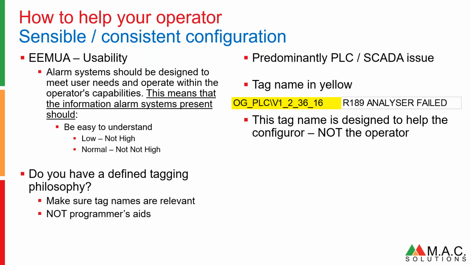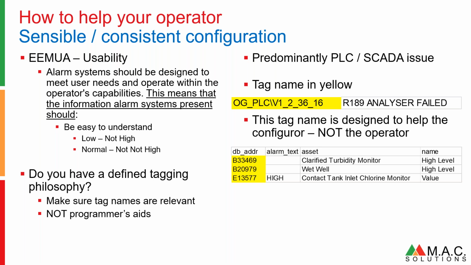He needs to, is the tag right? Think about it. Make sure that these things are done. And the tag name I've highlighted in yellow, absolutely meaningless to an operator. Help the configurator. Does it help the operator prevent the plant from having an incident? Or does it help the operator save a couple of seconds when he comes in once every 6 months to do some configuration? What's more important?